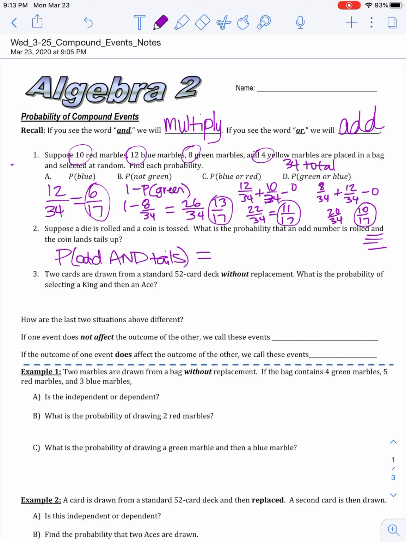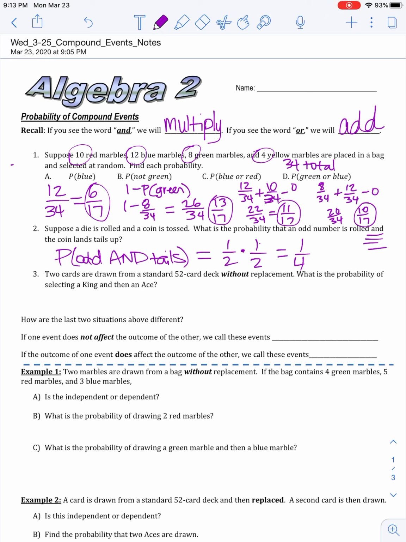So up above it says that if we see the word and, we're multiplying. So we're going to take the probability of a die landing on an odd, and we're going to take the probability of a coin landing on tails, and we're going to multiply those two probabilities together. So for the probability of odd, that would be 1/2. And for the probability of tails, that's also 1/2. When you multiply 1/2 times 1/2, you get 1/4.